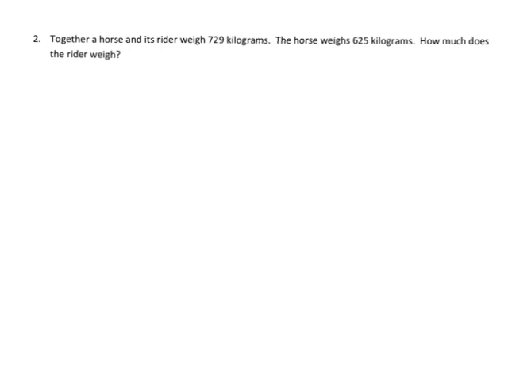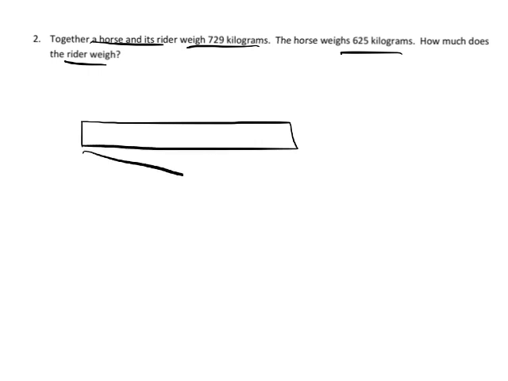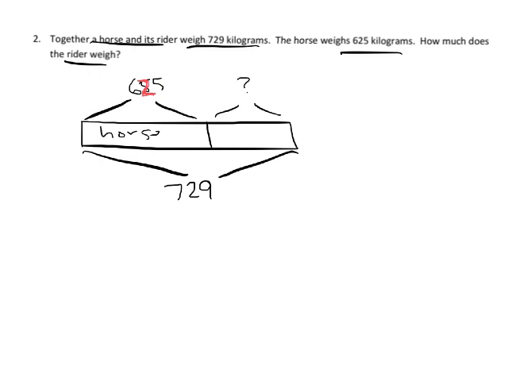Together, a horse and its rider weigh 729 kilograms, so we've got a horse and its rider. The horse weighs 625 kilograms. How much does the rider weigh? A couple of ways we could draw the tape diagram. One, you've got a total of 729 kilograms, and we know the horse weighs 625. That's what we want, 625. And then it says how much does the rider weigh, so our question mark is right here. So we have horse, rider.